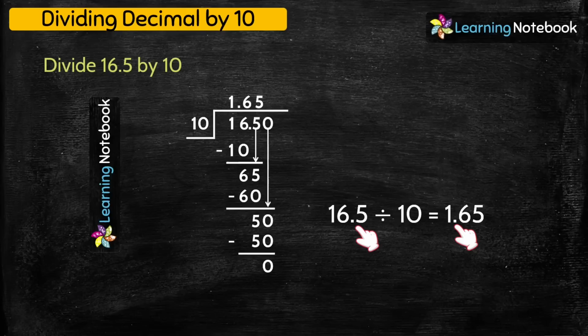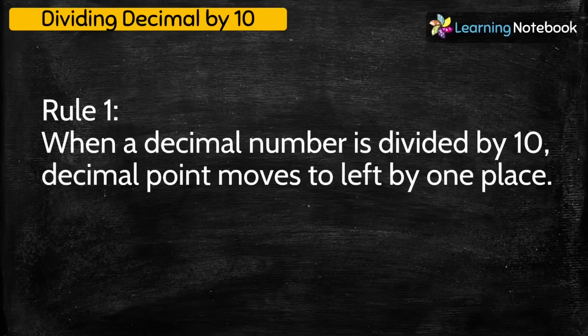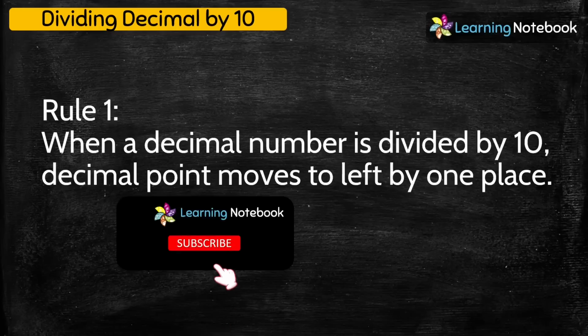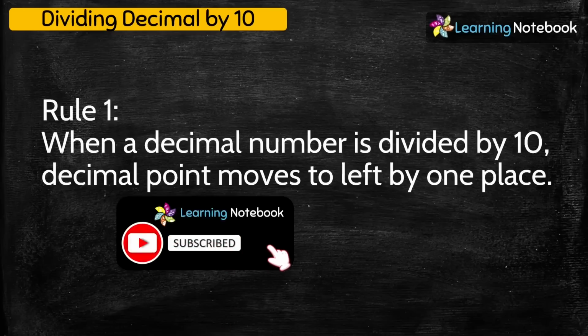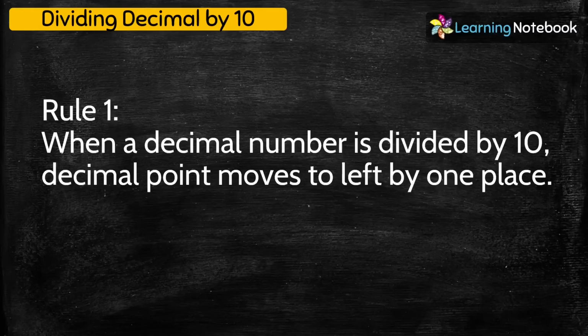So students, here we observe when a decimal number is divided by 10, the decimal point moves to the left by 1 place. So this is our rule number 1. When a decimal number is divided by 10, the decimal point moves to the left by 1 place.